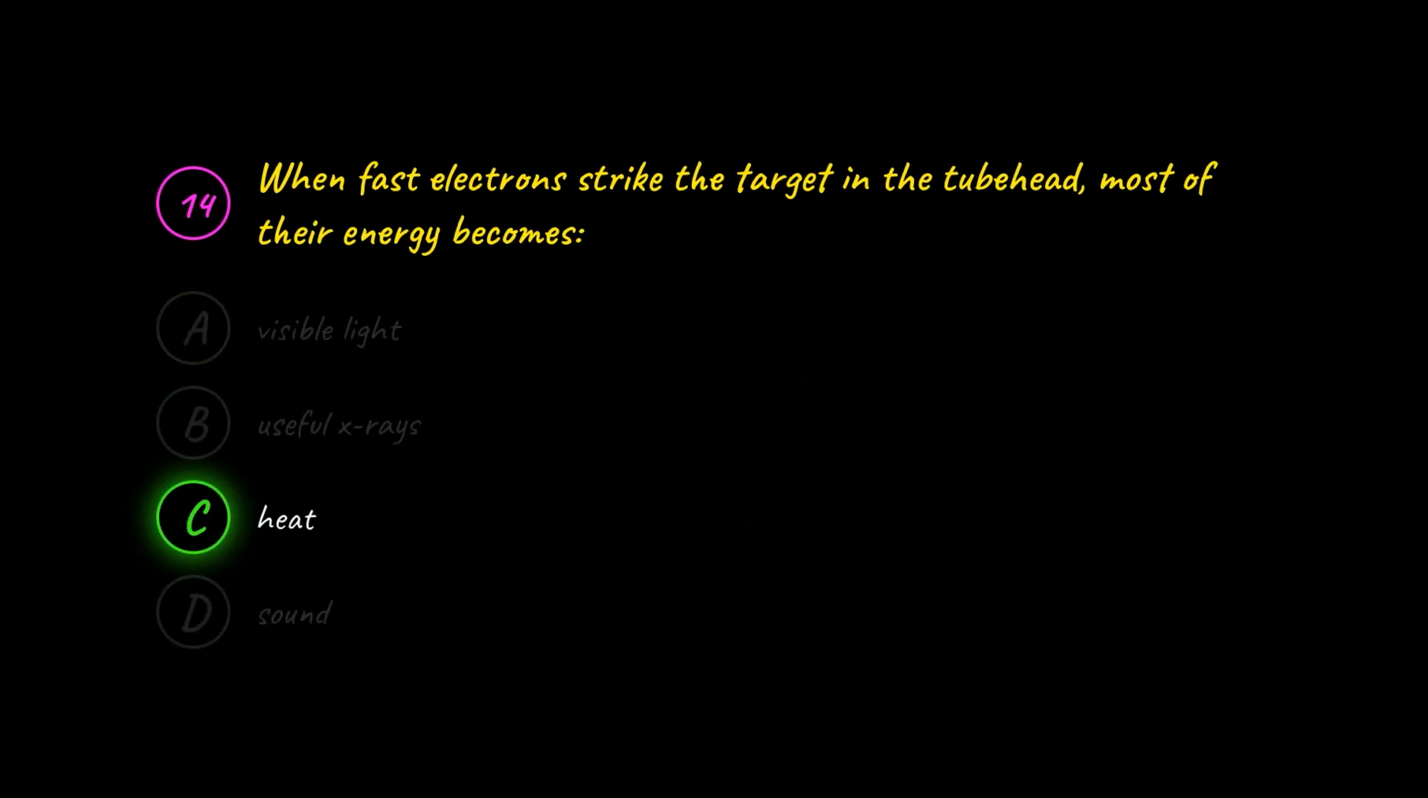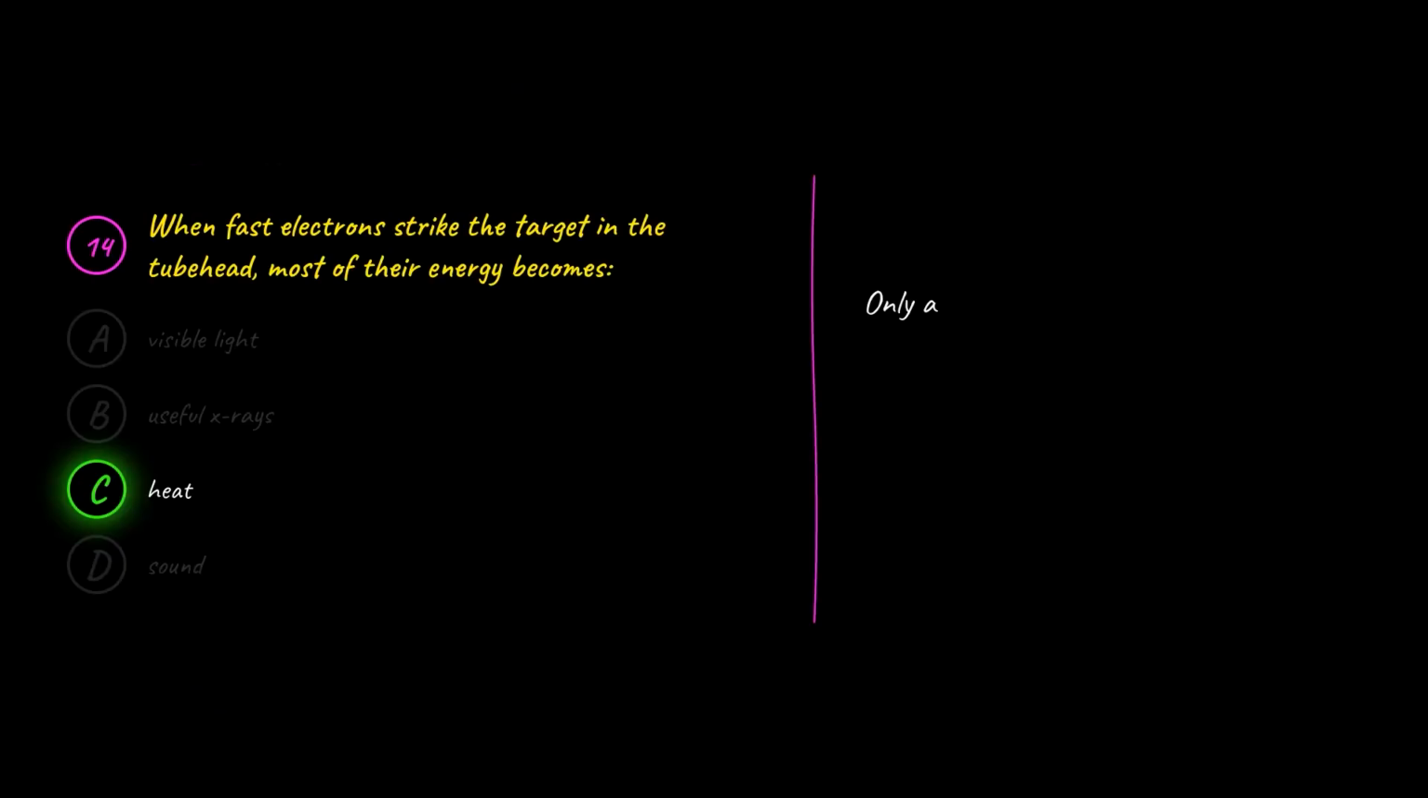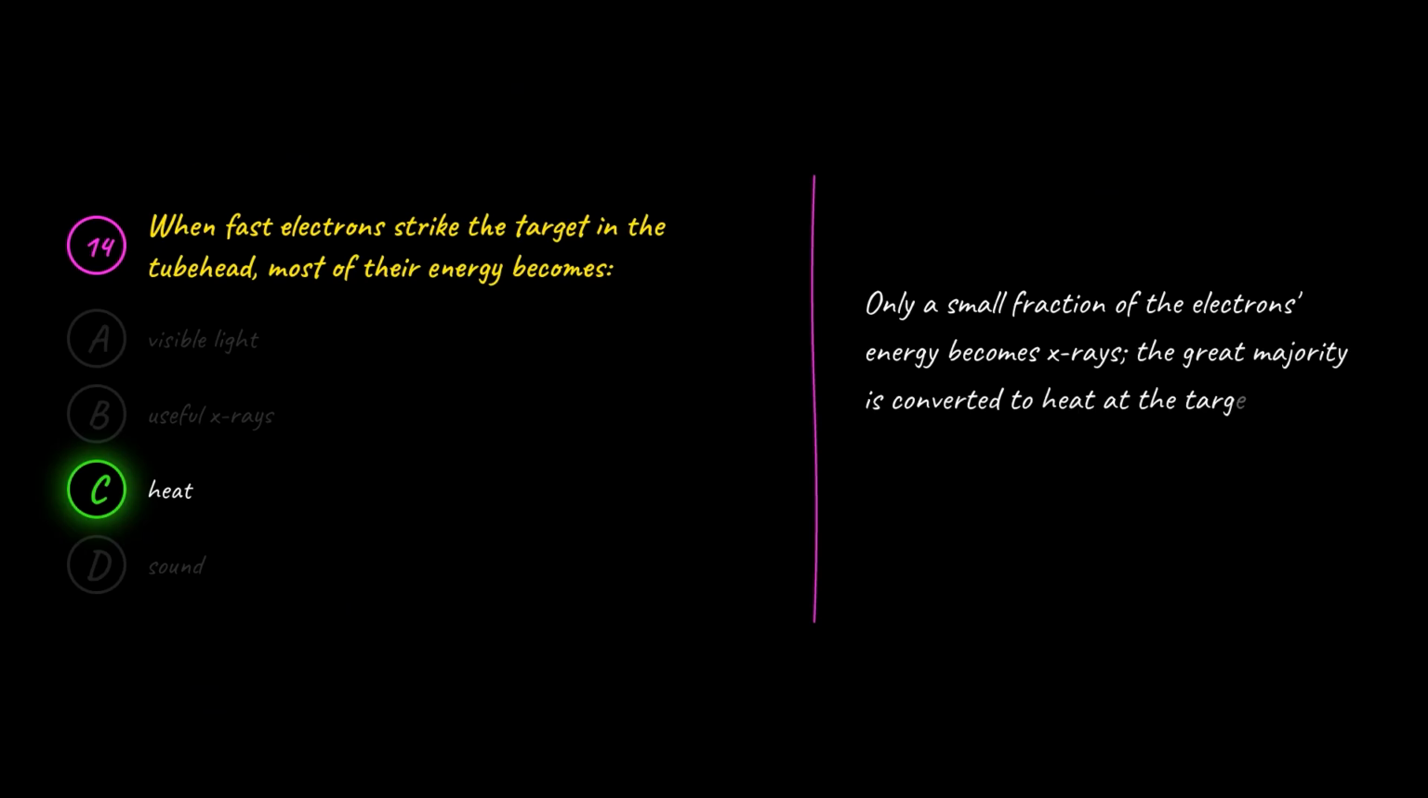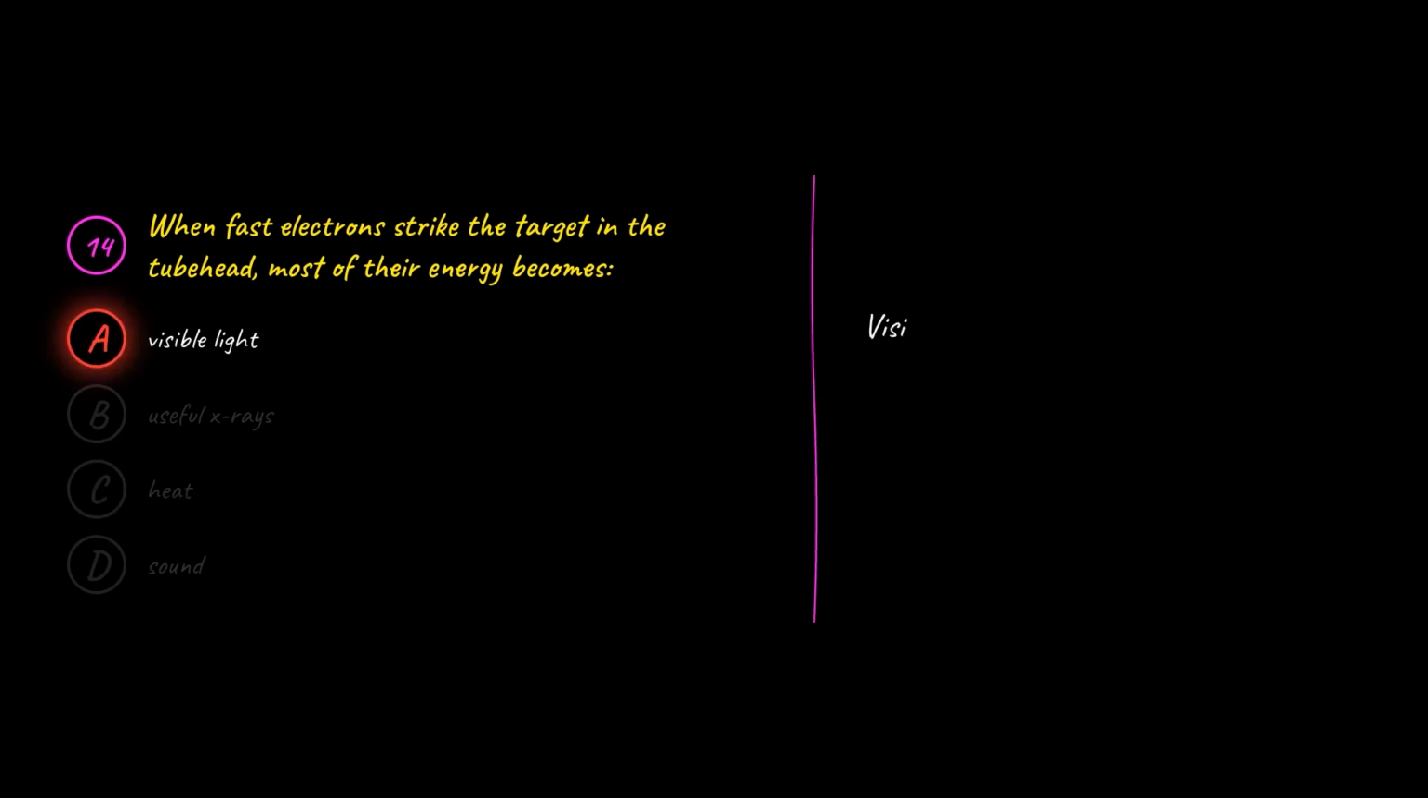The correct answer is C, heat. C is correct because only a small fraction of the electron's energy becomes X-rays. The great majority is converted to heat at the target, which is why the tube head needs oil and metal to dissipate it. A is wrong because visible light is not the main product of the collision.